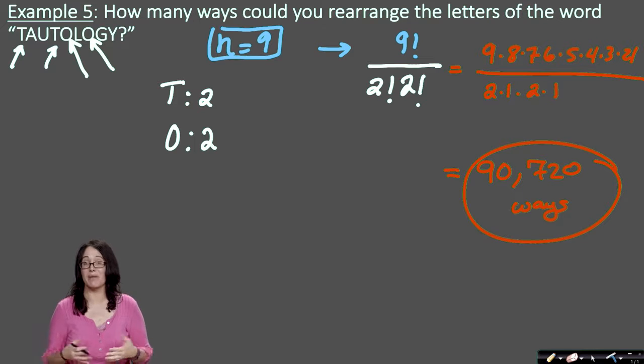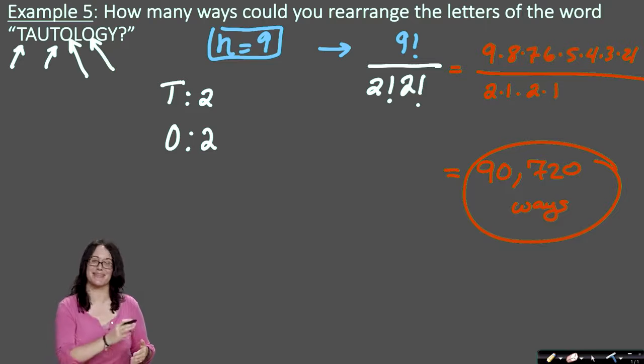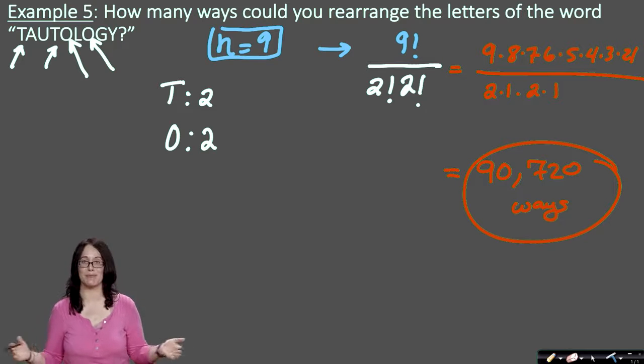And again, that would have been much bigger had we not had repeated letters. So if we had a 9-letter word with no duplicates, it would have just been 9 times 8 times 7 times 6 times 5 times 4 times 3 times 2 times 1. That's the number of ways that you could rearrange 9 items where order matters and nothing's been duplicated.